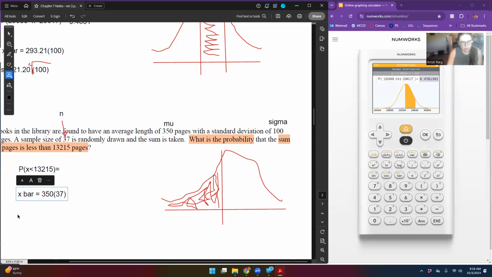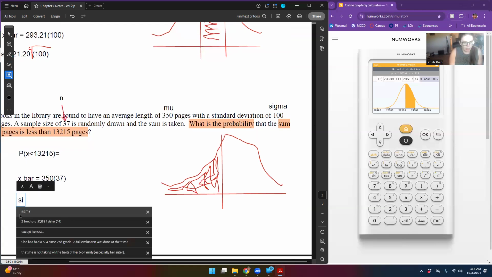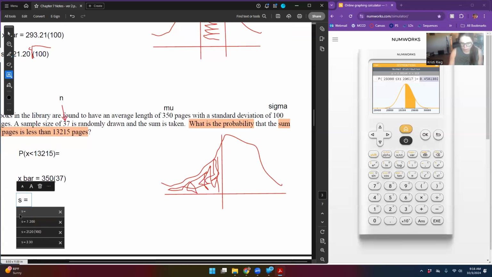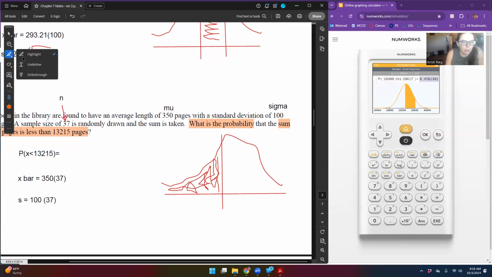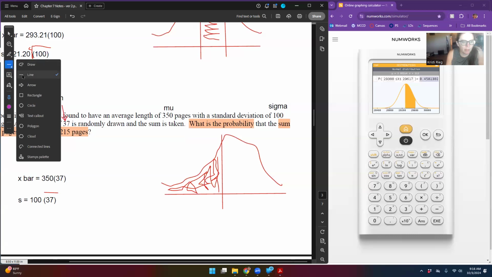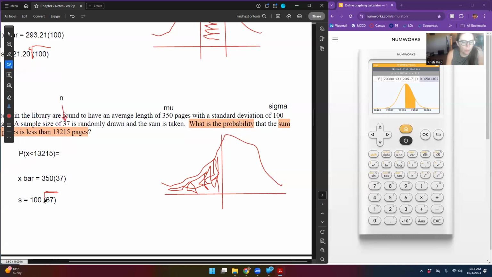Okay, so now for this last problem, we have x bar equals mu times n and sigma, no, s equals sigma times, not divided by, times the square root of n. So I'll just get my square root going, and then we will put it in the calculator. It's going to be a official square root. Okay, I don't like that. It's going to mess up. Square root over the 37.